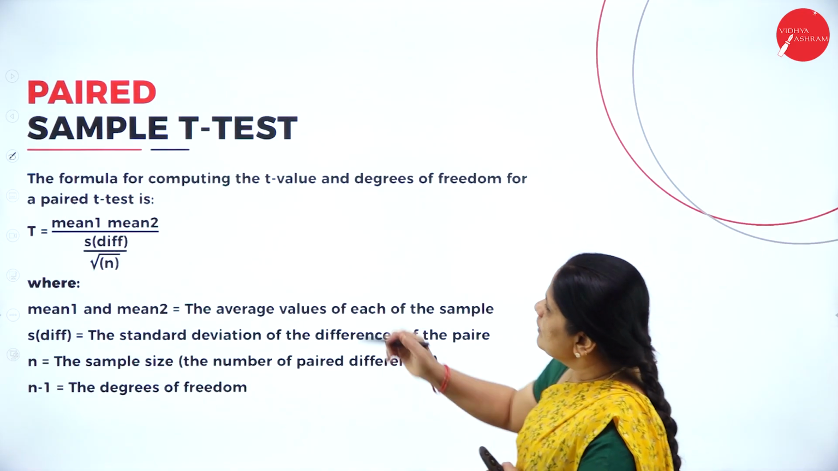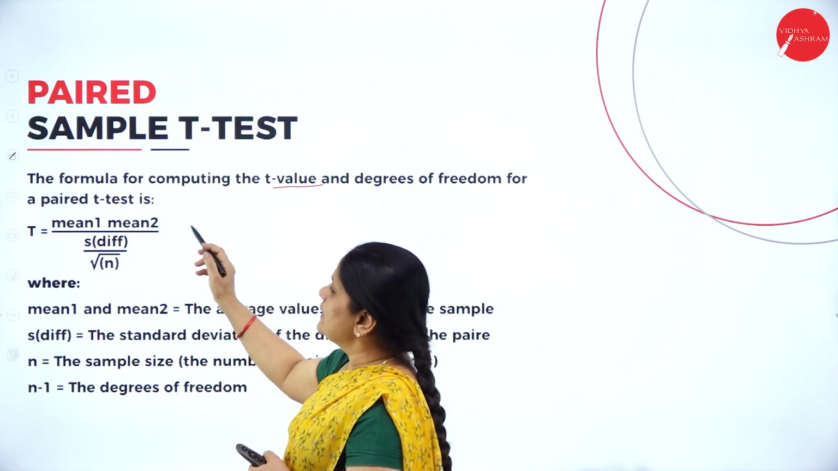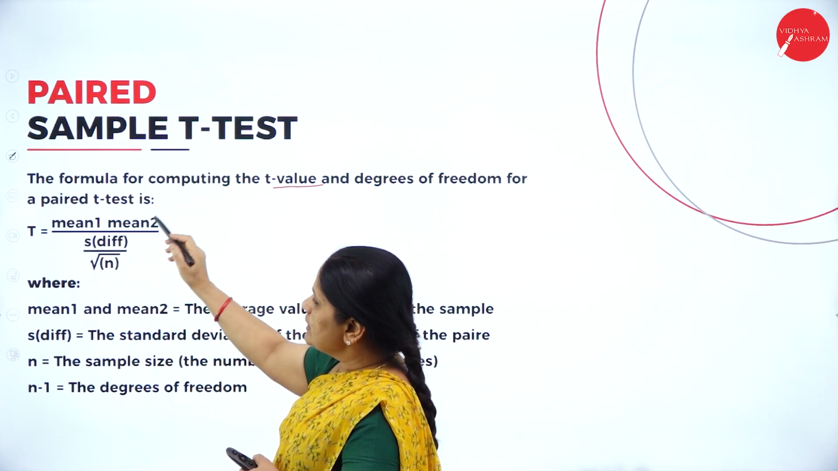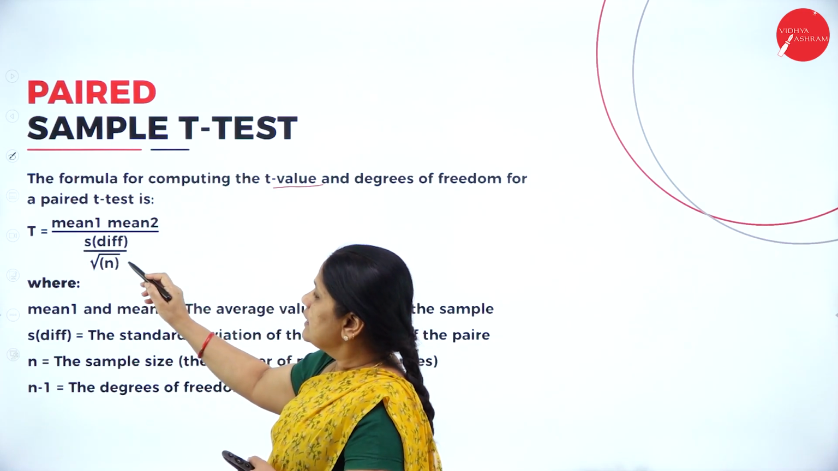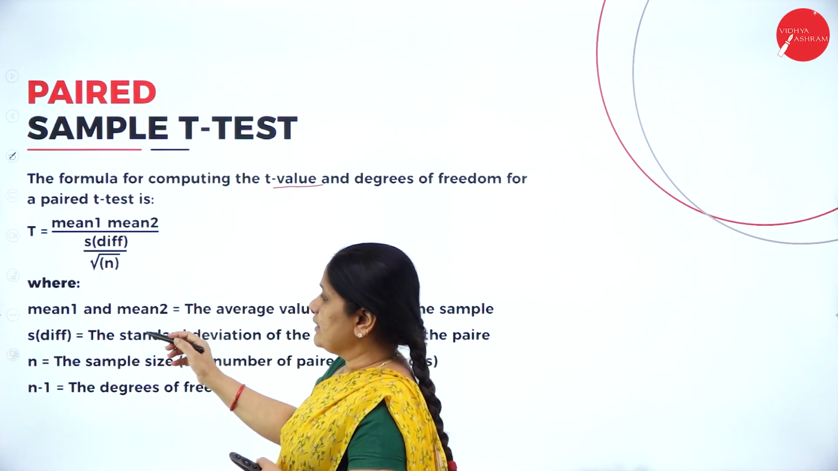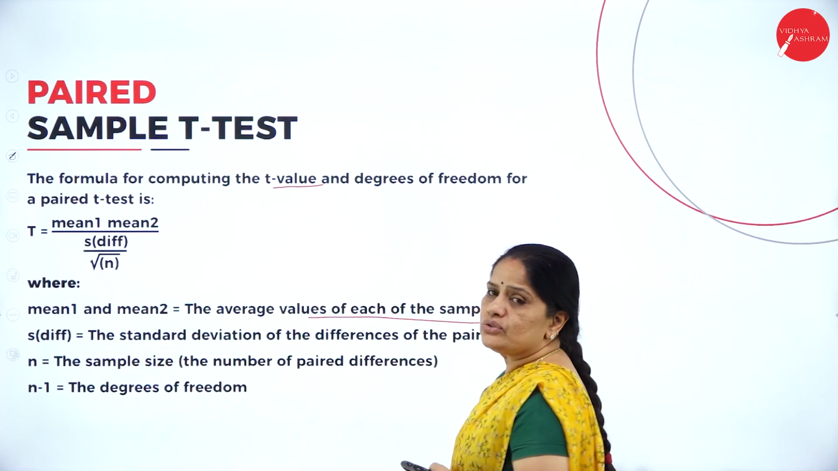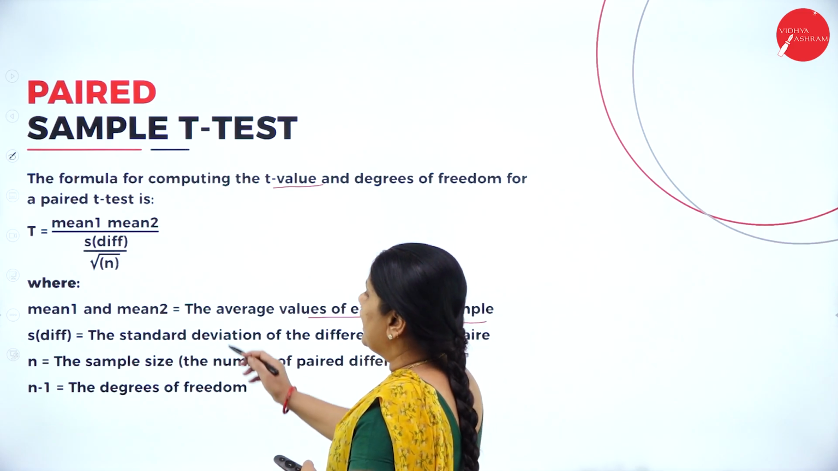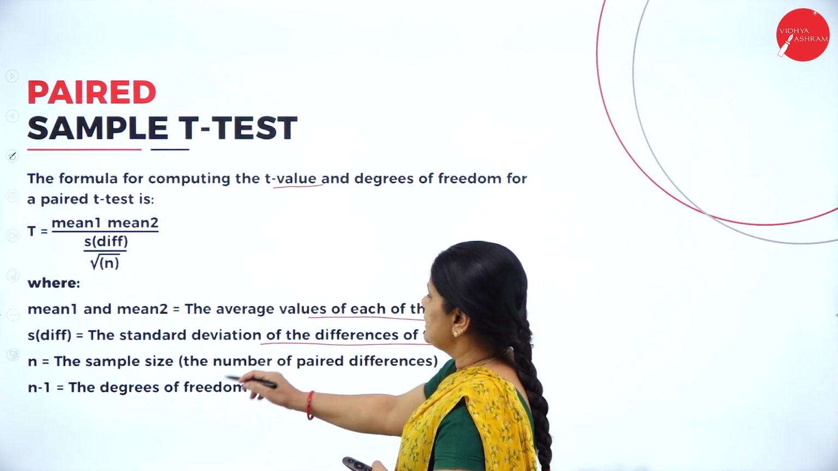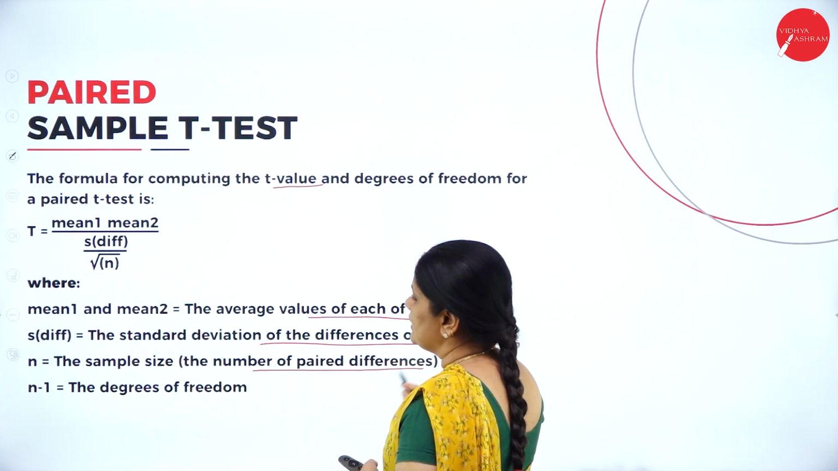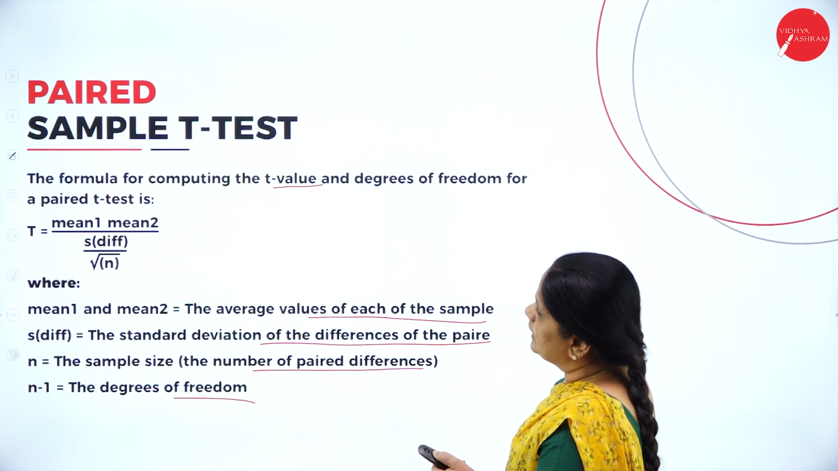Then, the formula for computing the t-value and the degrees of freedom for the paired t-test is: t equals mean 1 minus mean 2 divided by S divided by root of n, where mean 1 and mean 2 are the average values of each of the samples, and S is the standard deviation of the differences of the pairs. The sample size n is the number of paired differences, and n minus 1 is the degrees of freedom.